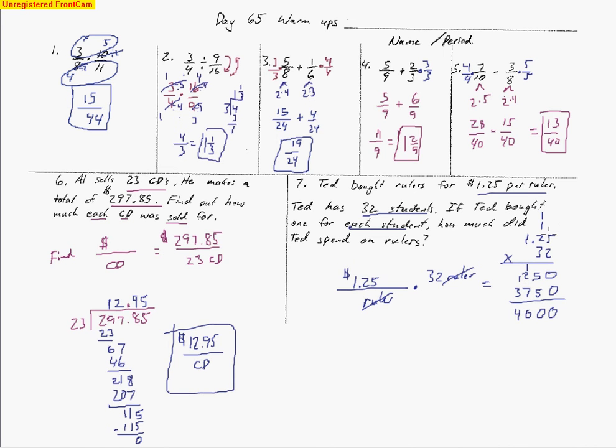Well, remember to move the decimal 2 spaces over, because the decimal point is 2 spaces from the left with that first number there, and it would be 40. So $40 is the amount we're going to end up spending on rulers. Well, those are the problems you'll see on today's warm-ups.